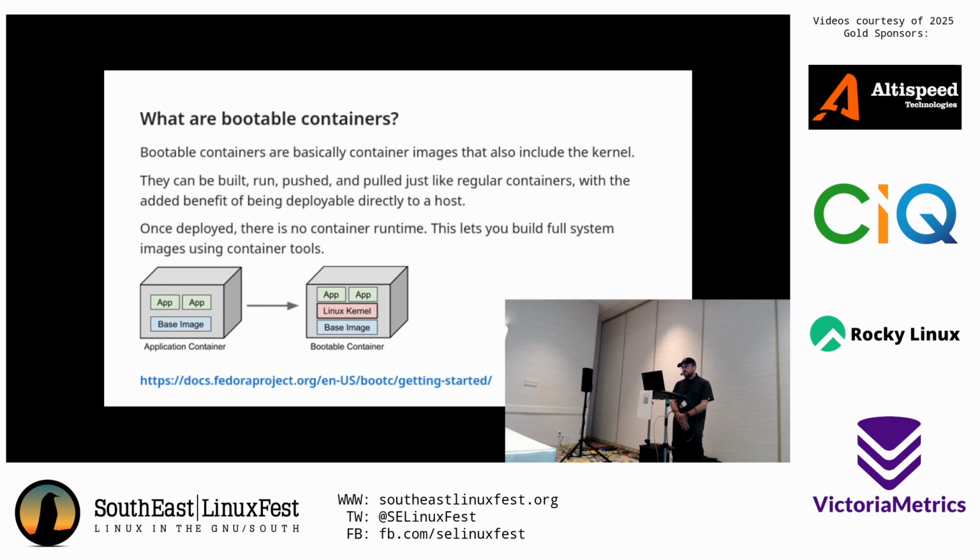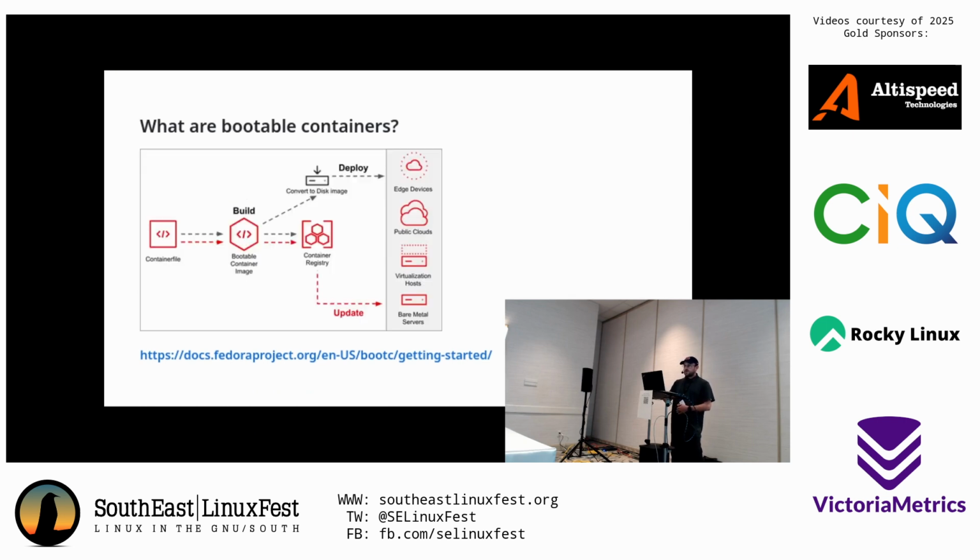You can build, run, and push a bootable container just like a regular container. There's no difference. And then once it is deployed, there is no container runtime. It gets deployed as an immutable system. So this lets you fully build a VM image using container tools. This is an image that is borrowed from the Fedora project, but it basically shows you the life cycle of a bootable container. Starting with a container file, you can build, and then it can be deployed to a disk image or via a registry and pulled down for bare metal, edge devices, anything, VMs.